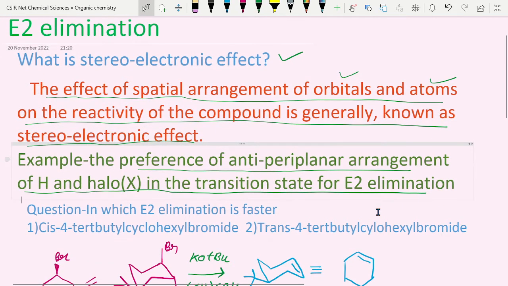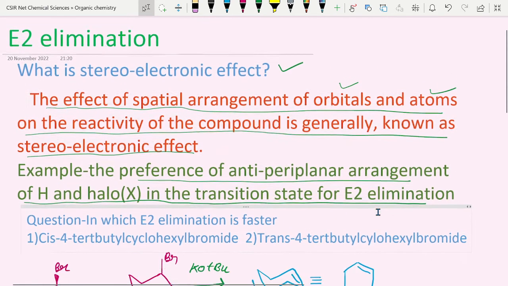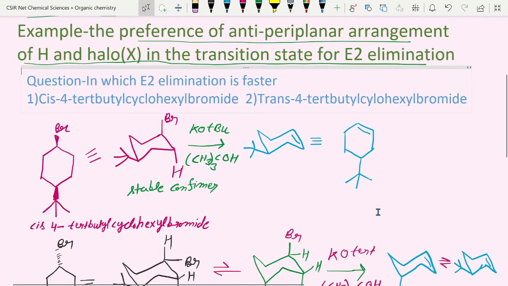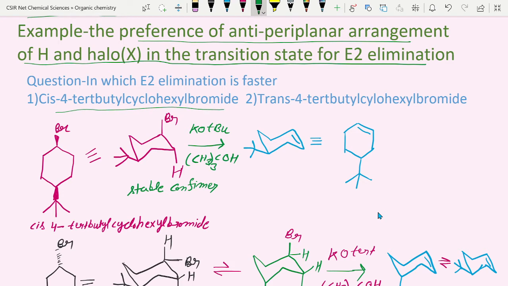So, knowing this stereoelectronic effect, the question comes to our mind. We have cis-4-tertiary butyl cyclohexyl bromide, and the second compound is trans-4-tertiary butyl cyclohexyl bromide. In which will the rate of E2 elimination be faster?